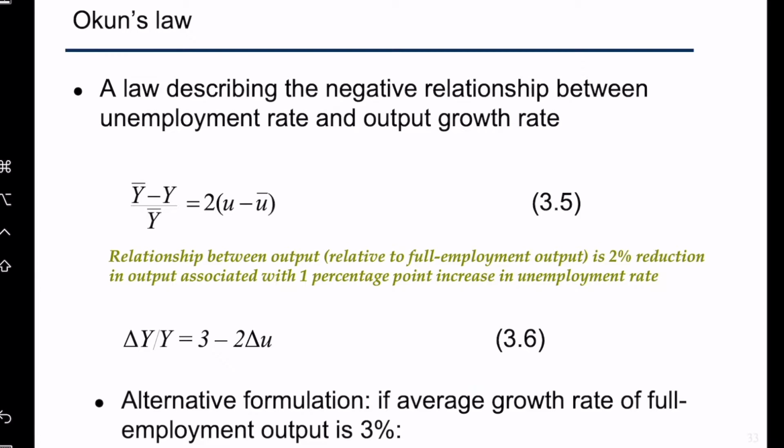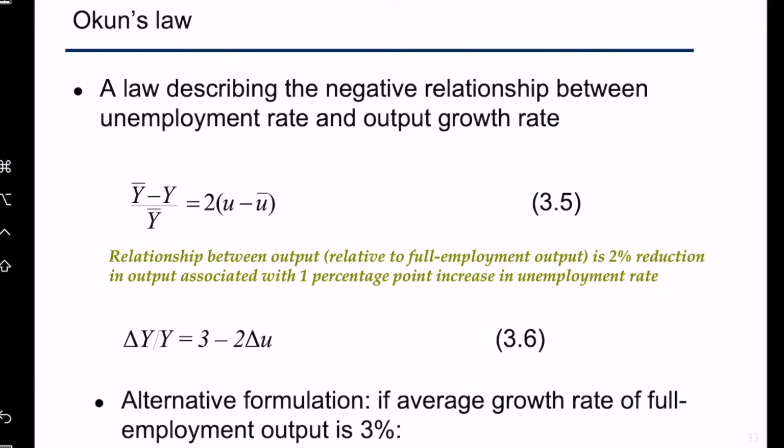The y bar is the full employment output, y is the actual output, u is the actual unemployment rate, and u bar is the natural rate of unemployment. This equation tells us that there exists a negative relationship between the output relative to the full employment output versus the changes in the unemployment rate away from the natural rate, which is the cyclical unemployment rate.